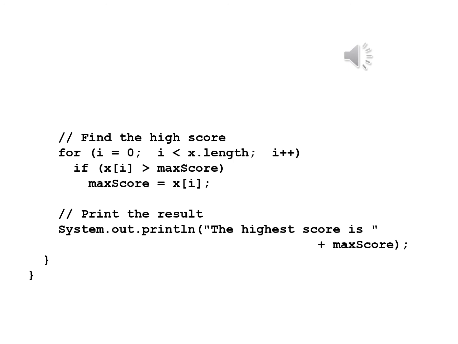Lastly, we'll print the result. System.out.println("The highest score is " + maxScore). That we will now have the end of main and the end of the class, and that's the program.